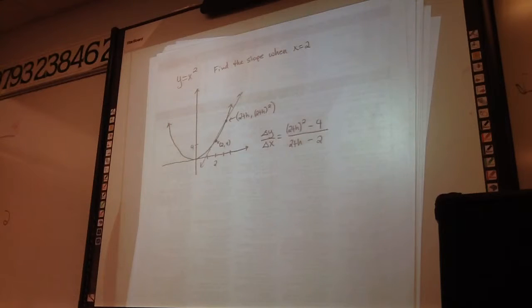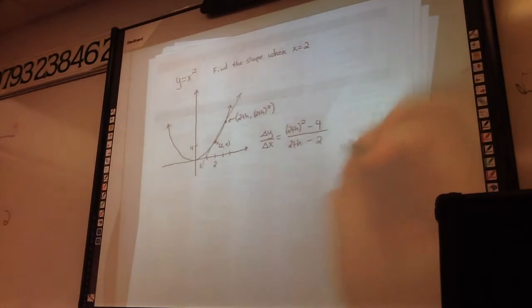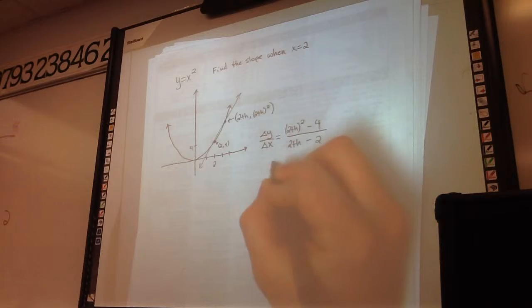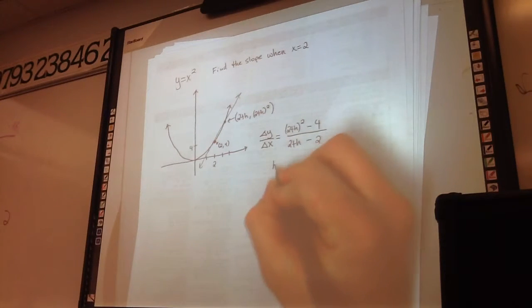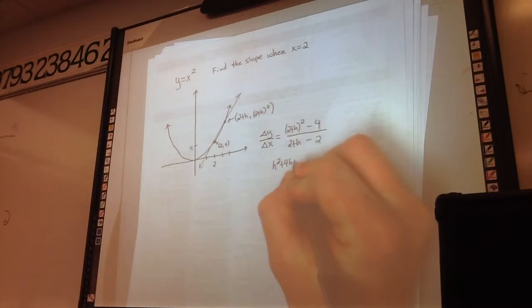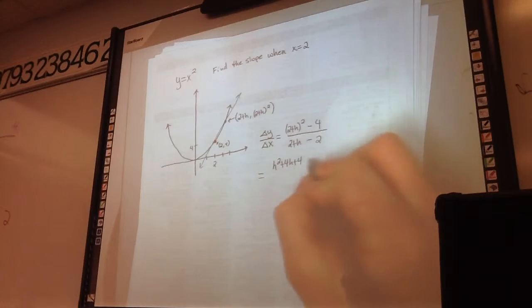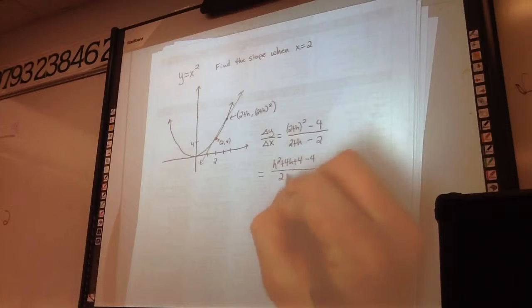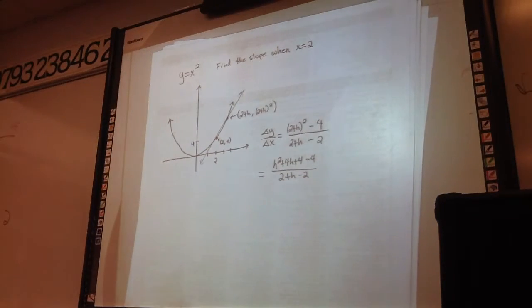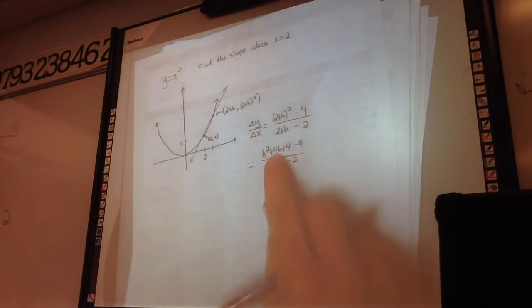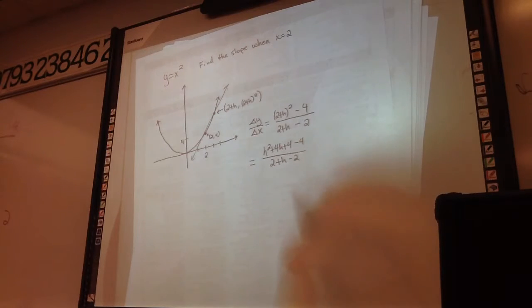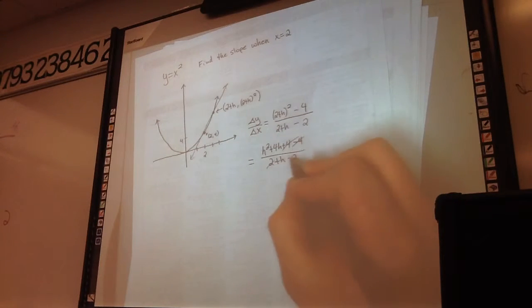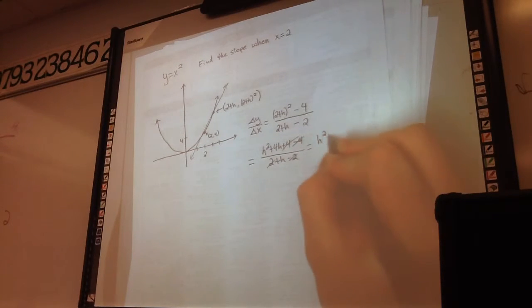Oh, I took it away from the 4h instead of the h squared. My bad. We got this 4h plus h squared. Did you write 4 plus 4h plus h squared? Same thing. So you have 4 minus 4 is 0, and 2 minus 2 is 0, and you have h squared plus 4h over h, which is h plus 4.